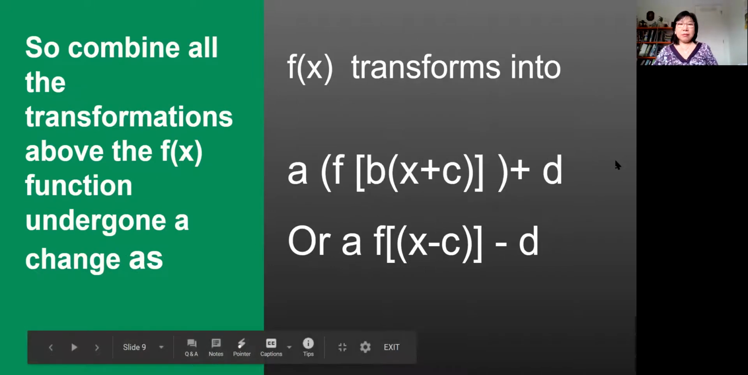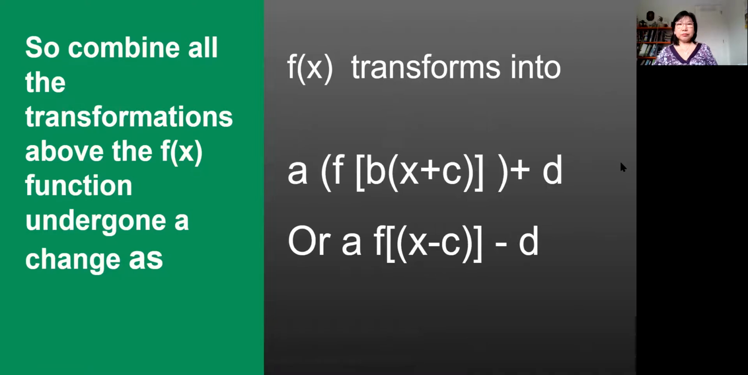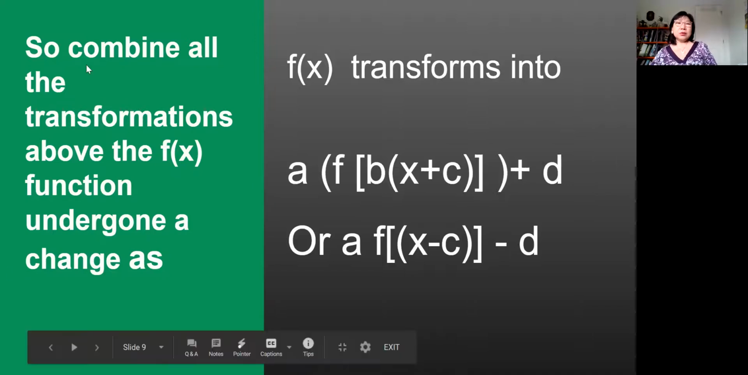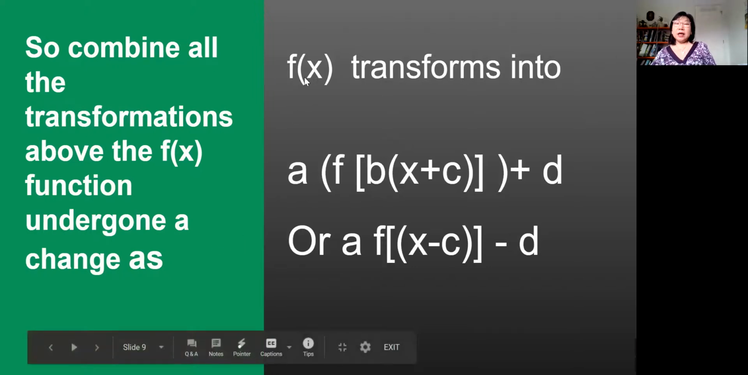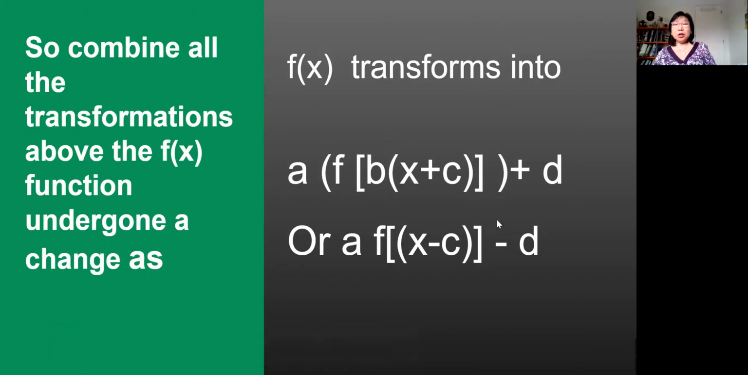So let's examine. Actually, I should show you the image of the inverse function. But let's keep it this way. So combining the transformations above, the f of x function undergoes a change as f of x transforms into a new one. If you combine all of the transformations we were talking about before, then you can see that you apply this f of x, which will be multiplied with the factor of a in front of the whole function.